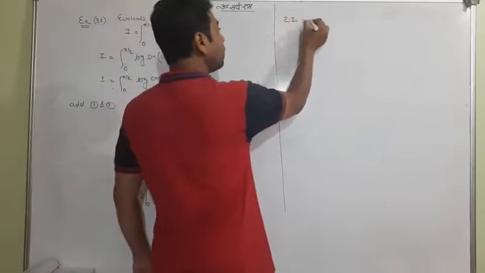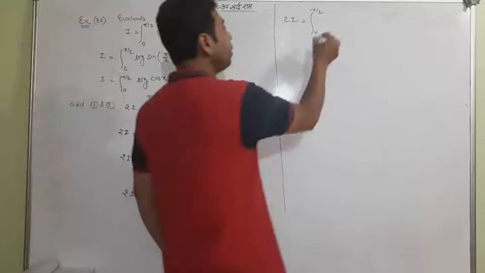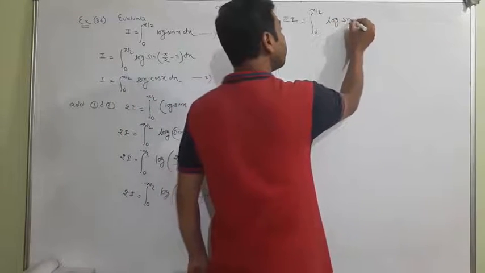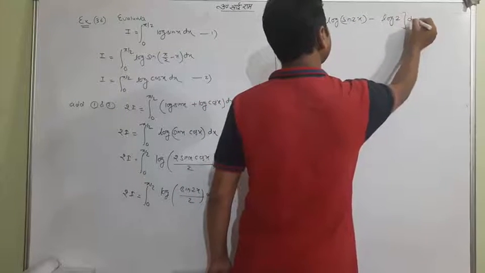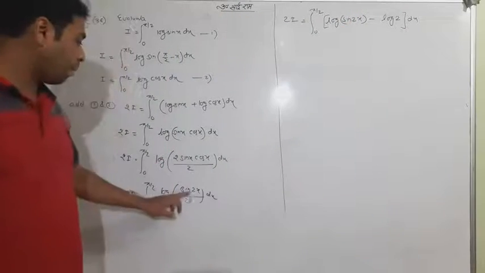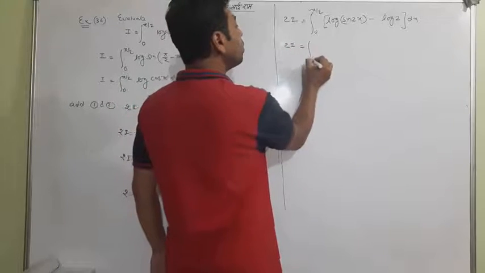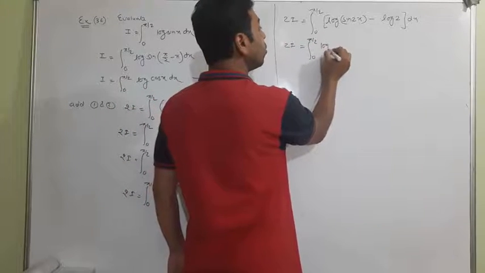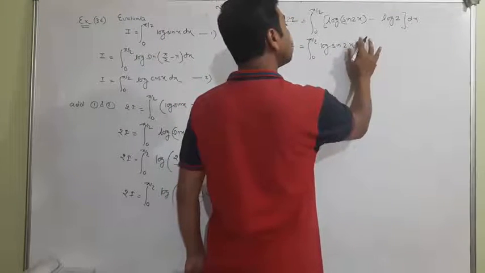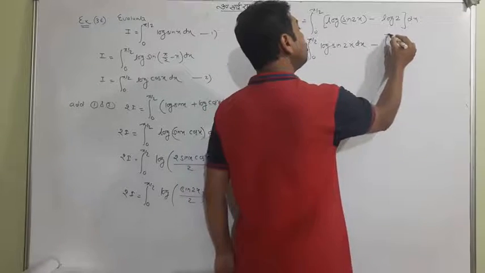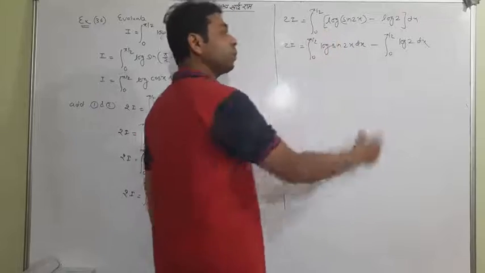So 2I will be the integral from 0 to pi by 2. Log m upon n will be log m minus log n, like that. Log m upon n will be log m minus log n. Afterward, you separate the integration: log sin 2x dx minus the integral from 0 to pi by 2 of log 2 dx. What I have done? Separated the integration into two sections.